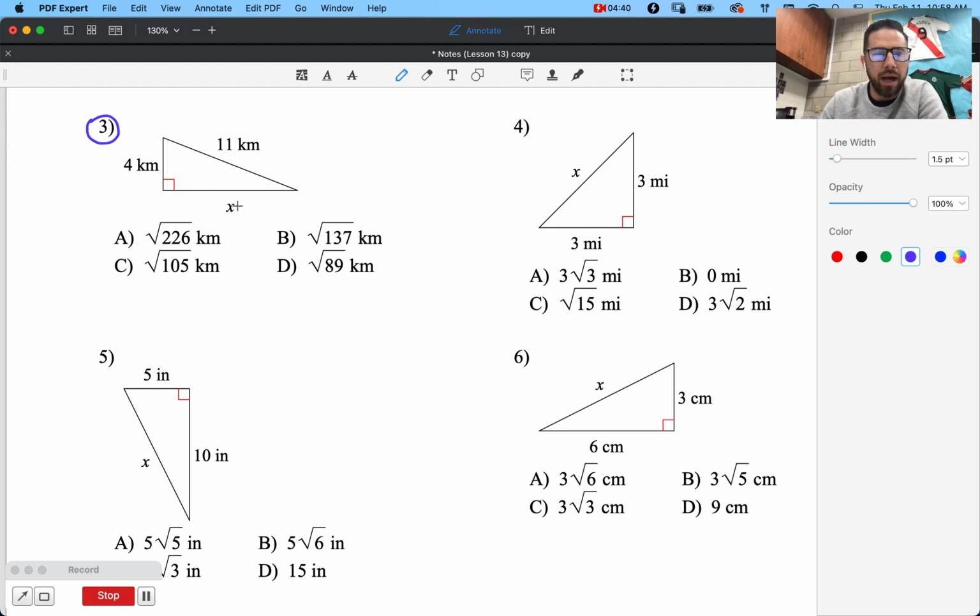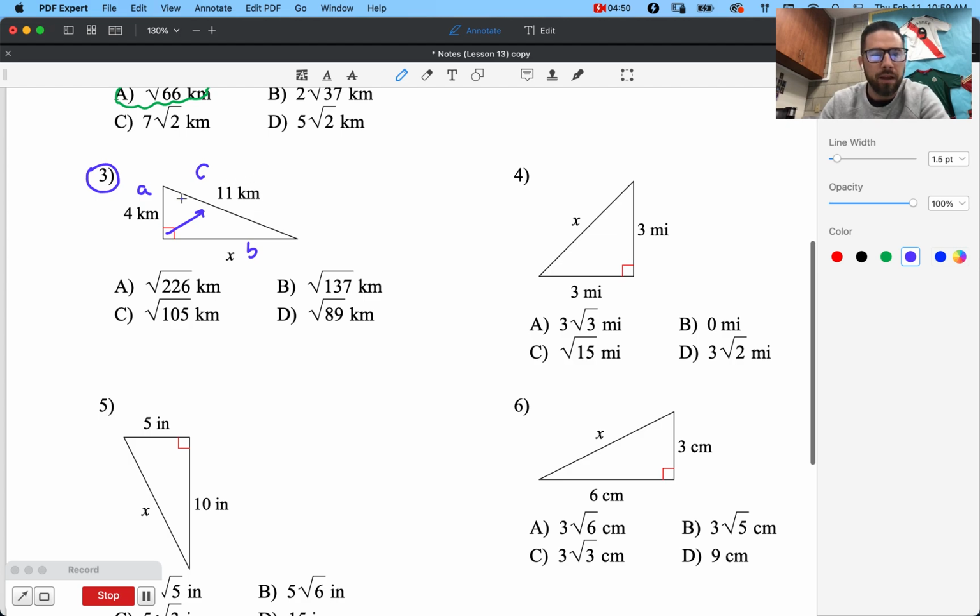Okay, let's go over 3 now. So remember, this is my C, right? And then either of these guys are A and B. It doesn't even matter. A, B, doesn't matter, right? Okay, so let's say A squared plus B squared equals C squared.